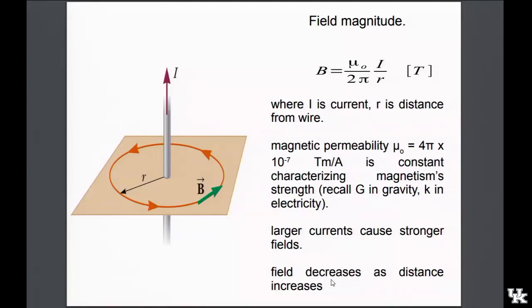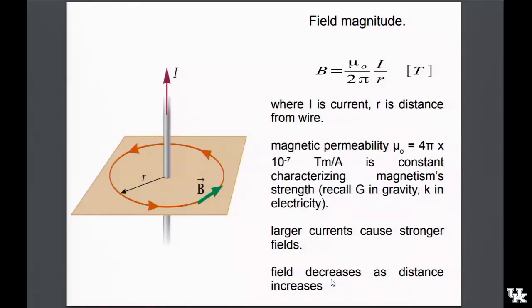This factor here, mu naught over 2 pi, this mu naught is a constant characterizing the strength of magnetism, like we had constants that characterize the strength of electricity and the strength of gravity. They were the Coulomb constant K, the gravitational constant big G, and this is another constant, mu naught, that characterizes the strength of magnetism. And its value, I've written it down here, is 4 pi times 10 to the minus 7. And here are the units: Teslas, meters over amps.